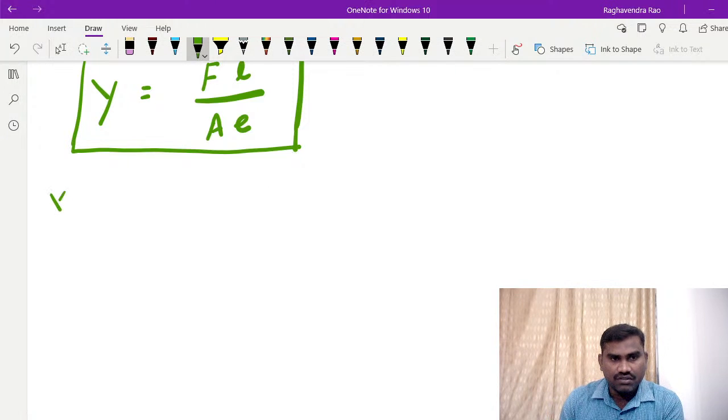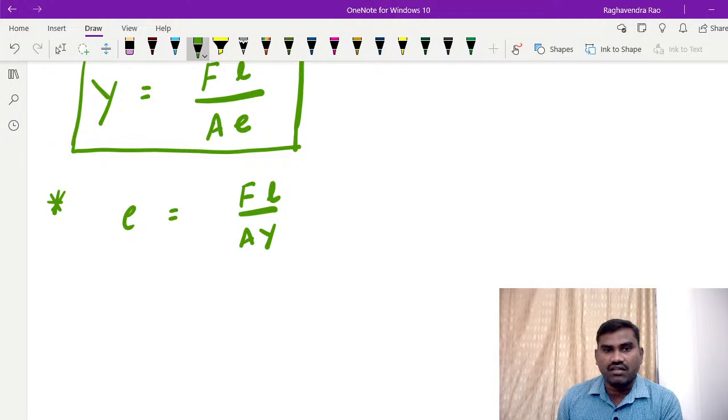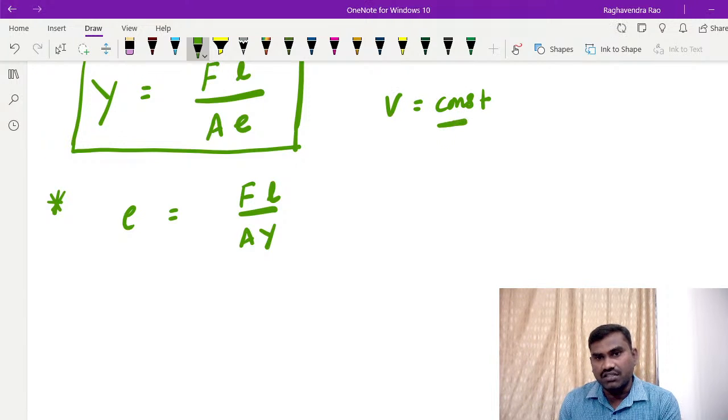In addition to that, we can take elongation is equal to FL by A into Y. So in the case of stretching, we discussed the formula, which changes with respect to different materials or changes in dimensions of the material, how elongation is produced in different materials by stretching a wire. In the case of stretching a wire, volume will remain constant. That we already discussed.